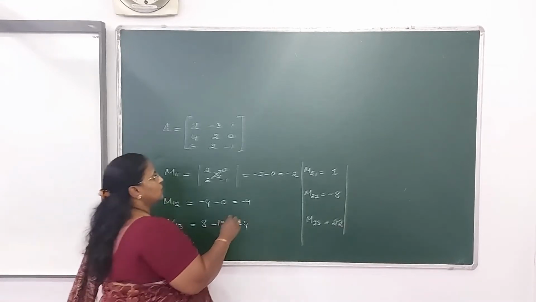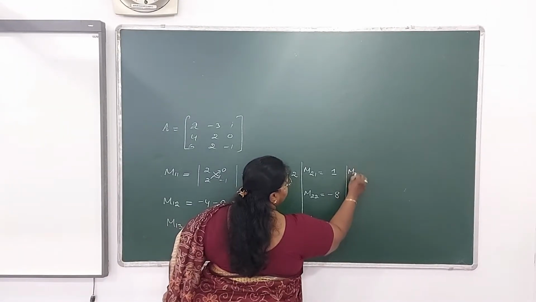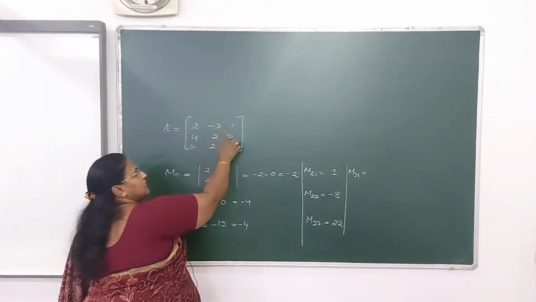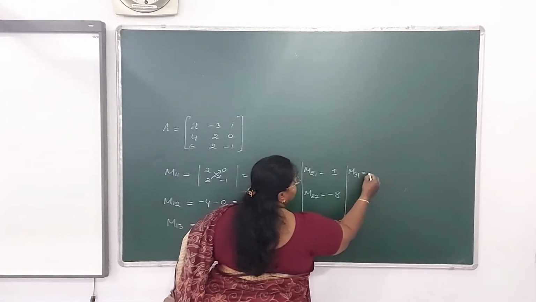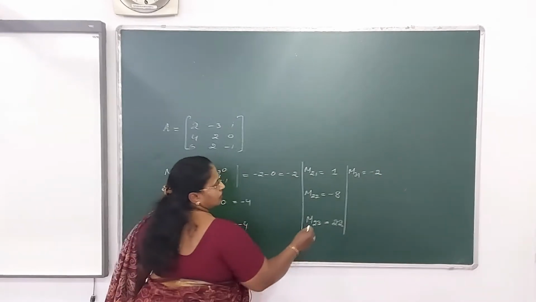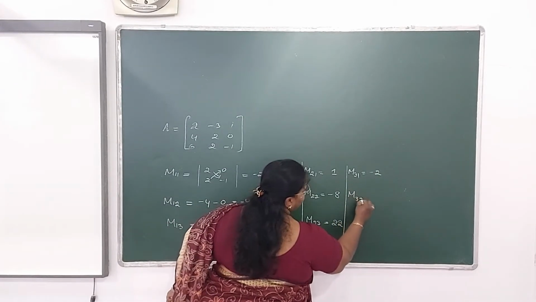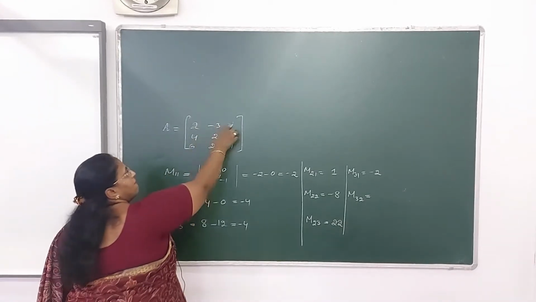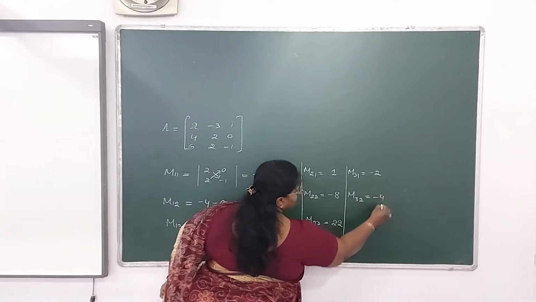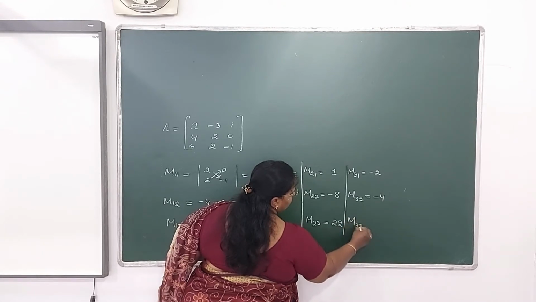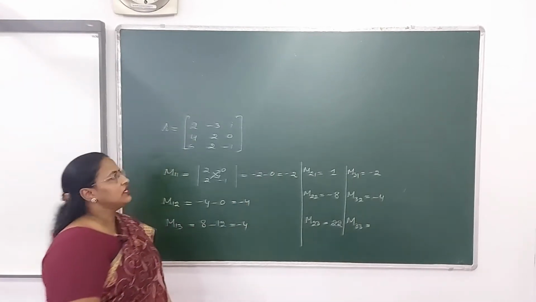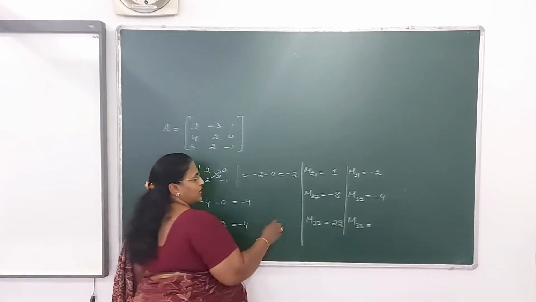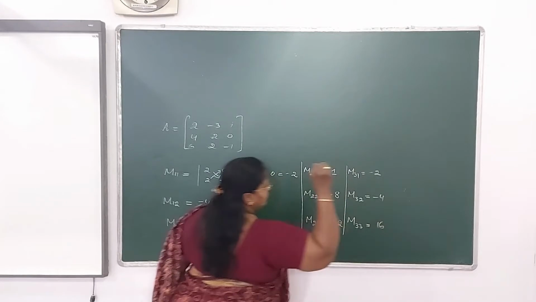Now move to the third row. So what will be the element? M31. What is M31? Delete the row and the column. So it's 0 minus of minus 2. So it's minus 2. What about M32? M32 will be, delete the third row and the second column. So it's 0 minus 4. So the answer is minus 4. Now the last one, M33. Delete the third row and the third column. So it's 4 minus of minus 12. So 4 plus 12, it's 16.